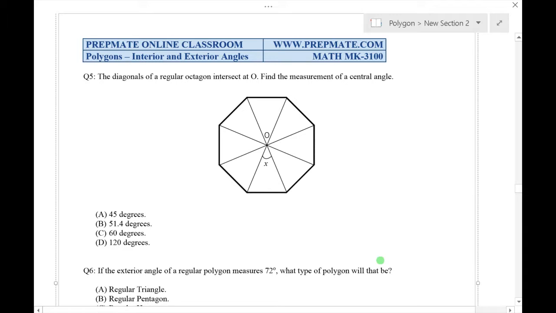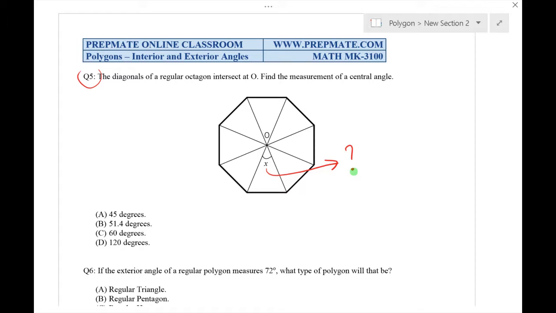Question number 5. The diagonals of a regular octagon intersect at O. This is a regular octagon, 8 sides, and they intersect at O. Find the measurement of the central angle. You know, if any diagonals make an angle at the center, it's called the central angle. Therefore, we need to find out what this is. Do you have any clue?